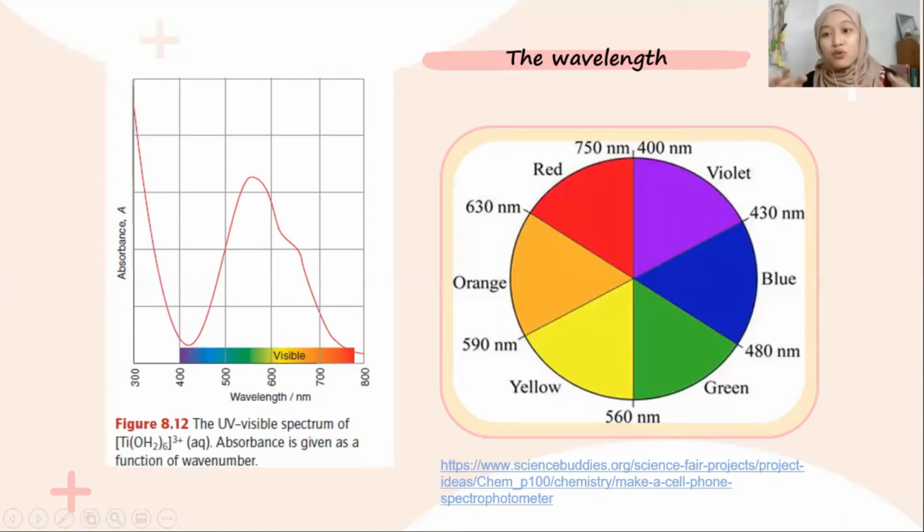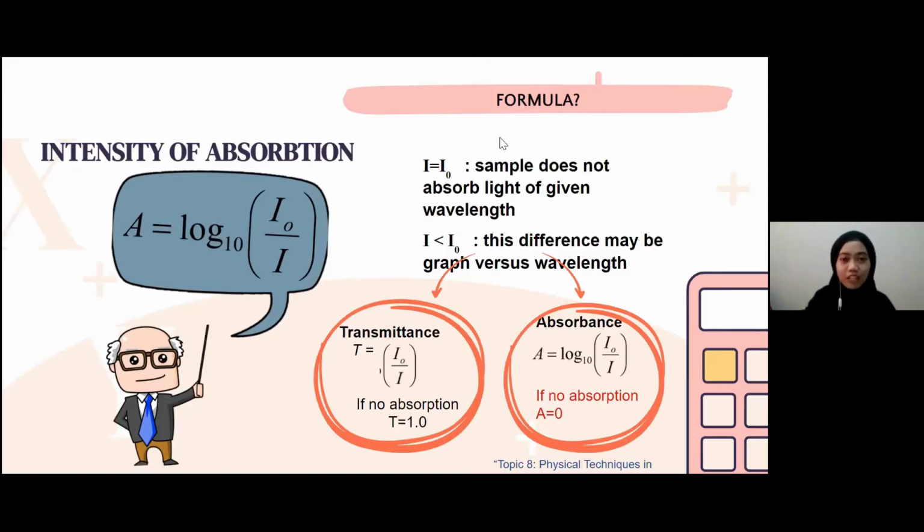to our eyes. So for example, if the range of our wavelength is around 400 until 430, the color that has been absorbed is violet, but the color that has been scattered or is visible to our eyes is the yellow color, which is the opposite one. So now let's move on to the calculation part.